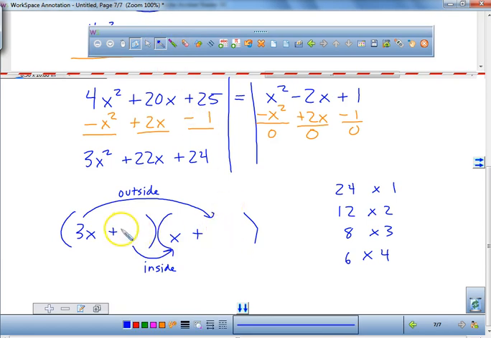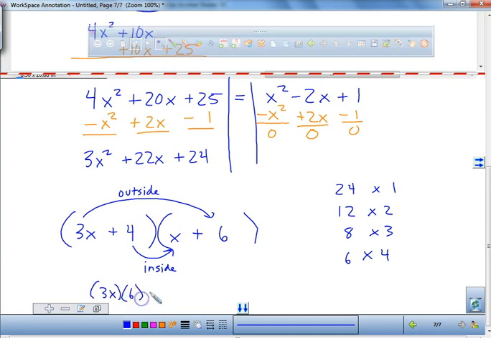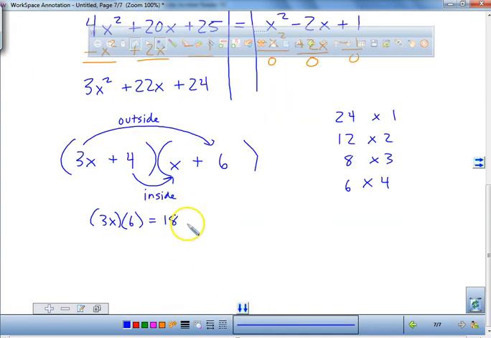Well, we got to figure out what numbers go here and here. If I put a 6 here and a 4 there, what's 3x times 4? That's 12x, right? What's 6 times x? 6x. What's 12x plus 6x? 18x. What do we want? 22. But watch what happens when you reverse them. What is 3x times 6? 18x. And what is 4 times x? 4x. And what do they add together? 22x. So we just found our factors.